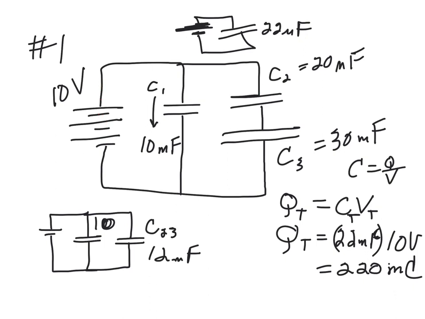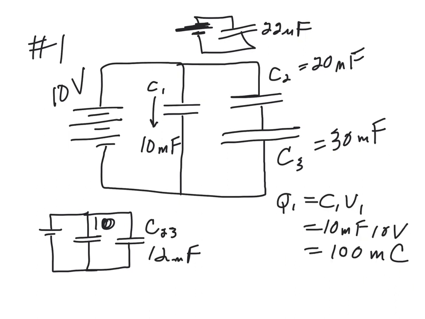And so how does it divide? The easiest way is to find this, since this is a single capacitor. We know the voltage, because it's in parallel with the rest, is 10 volts. We know the capacitance, so we can calculate Q1. So use this equation. Q1 is going to be C1 times V1. So write that down and see what you get. When you do this, you've got to be careful. Use the subscripts.